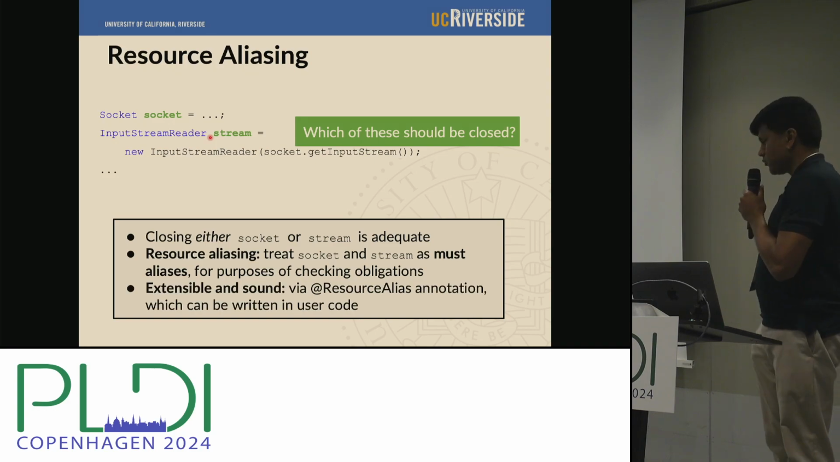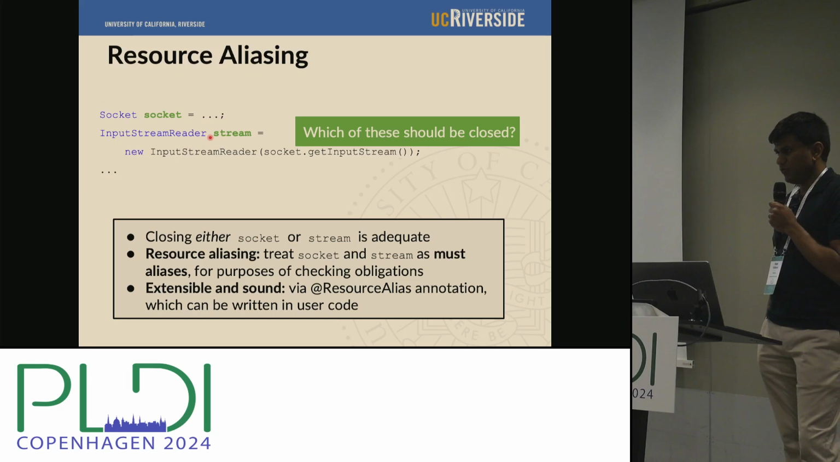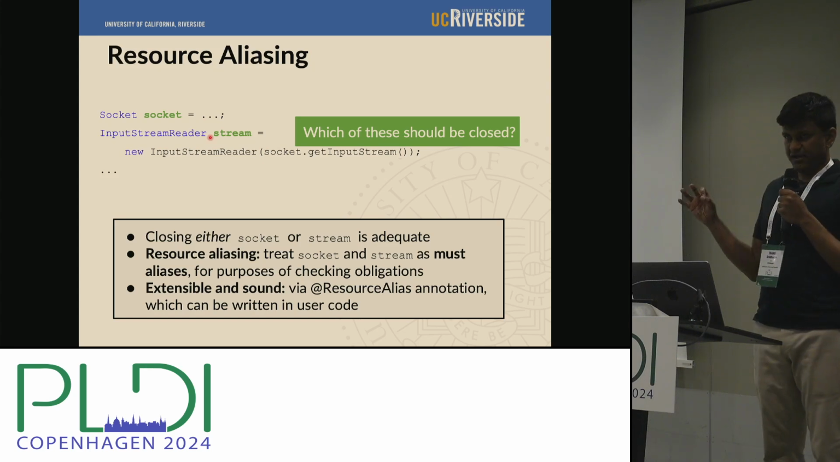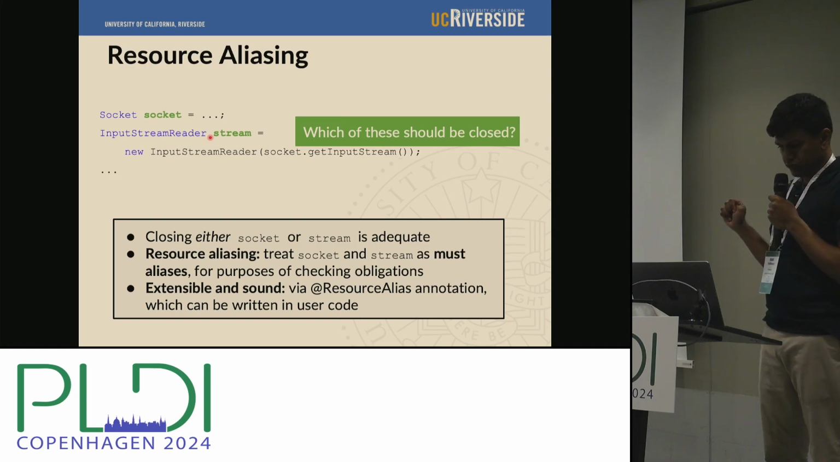And other works have done this in the past, but the way they did it was kind of baking into the tool a list of all the wrapper types in the standard library. You know, buffered input stream, filter input stream. They list them all out, and then they bake in reasoning for those types into their analysis tools.